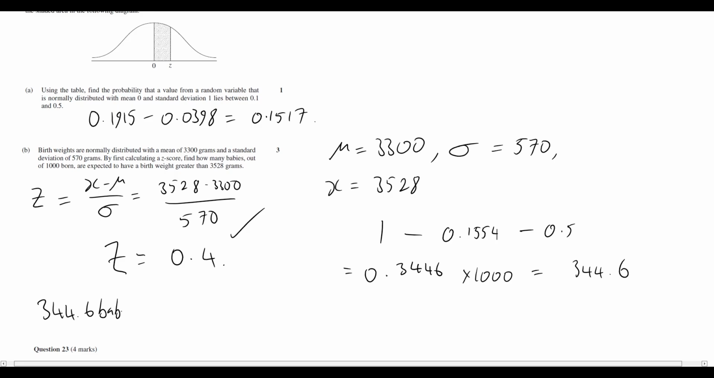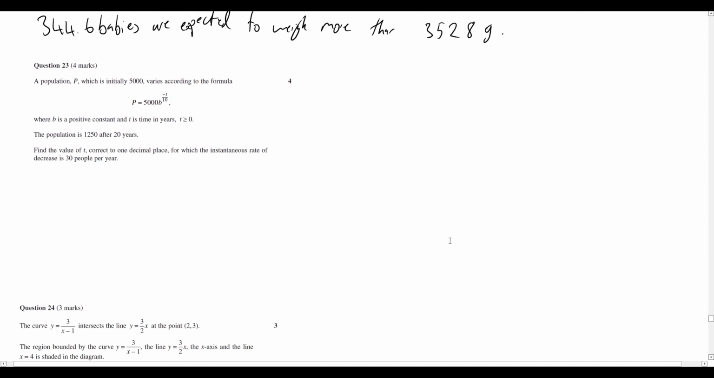Okay, so now we can conclude that 344.6 babies are expected to weigh more than 3,528 grams. Within statistics like this in populations, this is the only time that you're ever going to be able to not round the population. Typically, if you're working with population, you'd always round it down because you can never have 0.6 of a person. But here in statistics, we will leave that as 0.6. So there we are. Now, on to question 23.